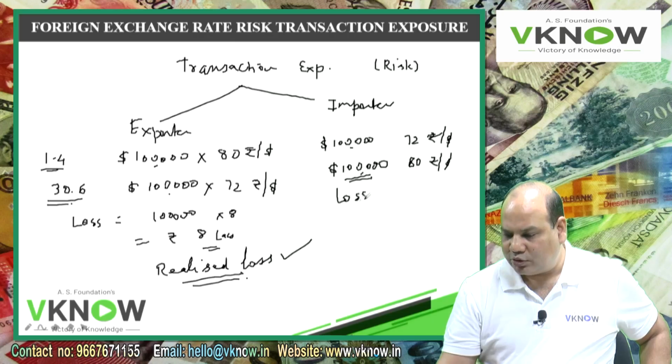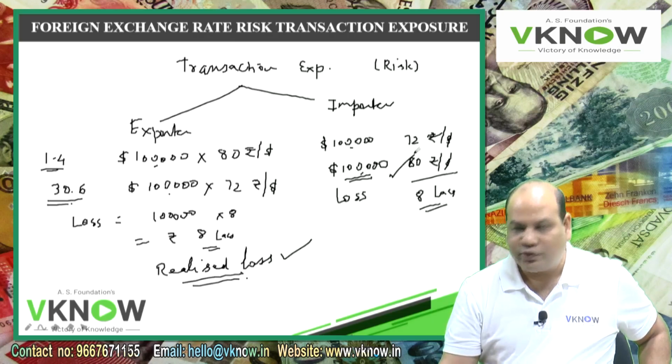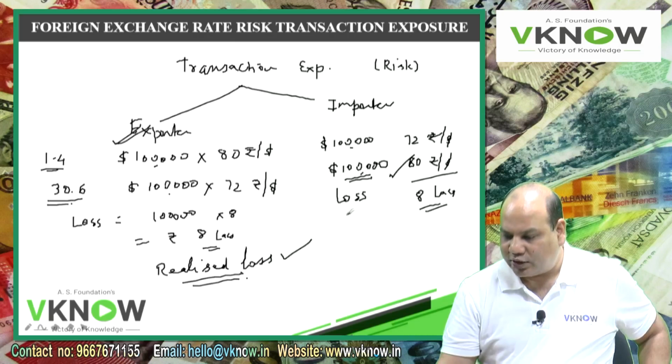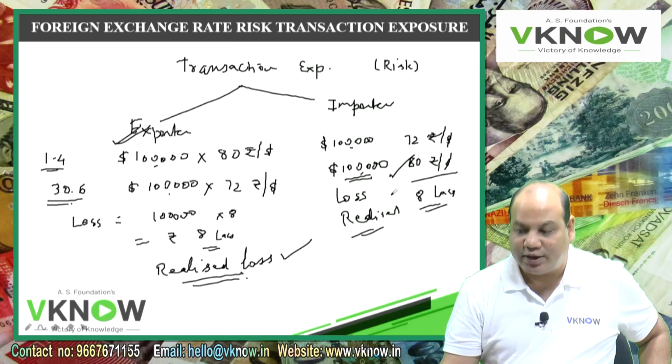So how much is the loss? Same 8 lakhs, but this time because of increase in the exchange rate. Importer suffers loss because of increase in exchange rate. Exporter suffered loss because of decrease in exchange rate. And the loss has been realized because the transaction has been settled. Transaction has been completed. So that is called transaction exposure.